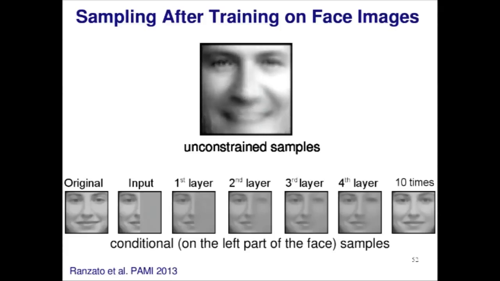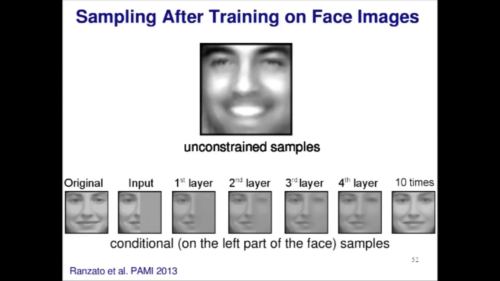What you can do, you have a P of X, and you can simply generate the missing pixels given those that you observe. And so on the bottom, you see what happens if you just use 1 layer, 2 layer, 3 layer, 4 layers, and then when you iterate a few times. And so you can get a pretty good reconstruction, and this image is from the test set. It doesn't know necessarily that there is symmetry in the face.